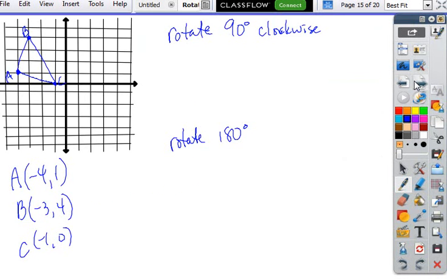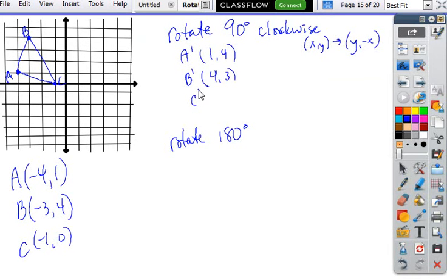Here's what I want you to do. Take the graph paper, rotate this 90 and 180 and redraw it. All right, if I want to rotate 90 degrees, what does the rule say? Change it, swap. So I'm going to do that right there for the rule. So that A prime is now going to be 1, 4. B prime is going to be 4, 3. And C prime is going to be 0, 1.